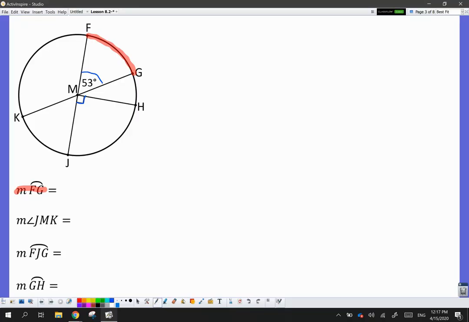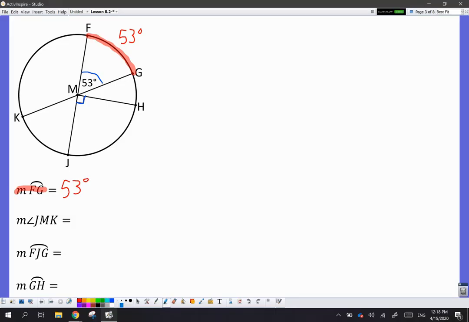Now, if we remember what we were talking about earlier, we said that the measure of a central angle is the same as the measure of its corresponding arc. So because angle FMG is 53 degrees, then arc FG must also be 53 degrees, since the endpoints of the arc are the same as the endpoints of the segment that make up the angle, F and G. Therefore, the measure of arc FG is 53 degrees.